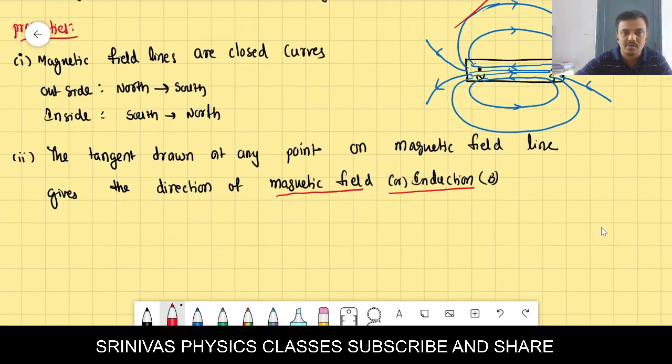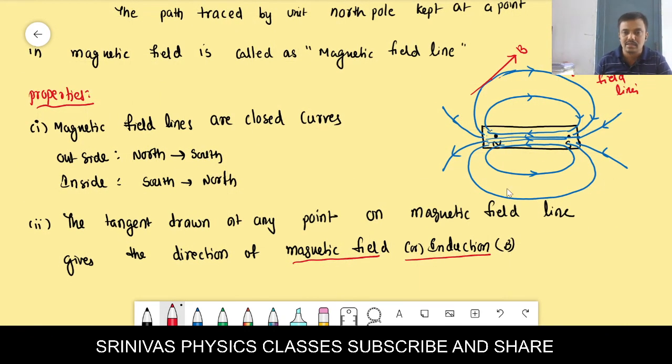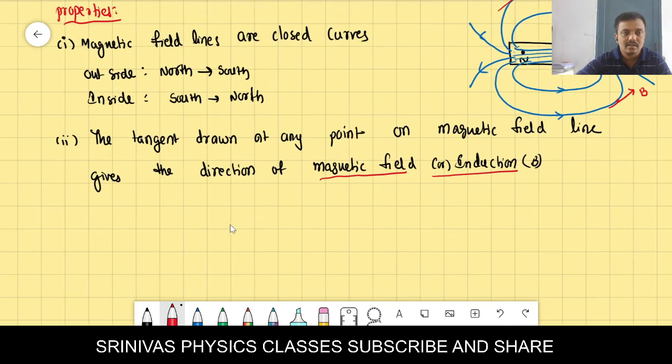For example, if you want to know the direction of the magnetic field at some other point, for example at this point, then what do I have to do? I have to draw the tangent. And what is the direction of the tangent? You know, the field lines start outside at the north and they go towards the south. If we draw the tangent at this point, we have to draw it like this. This is the tangent drawn. It will indicate the direction of the magnetic field at this point. That means by using the magnetic field lines, we can find out the direction of the magnetic field or the induction. Next, let us go for the third property.